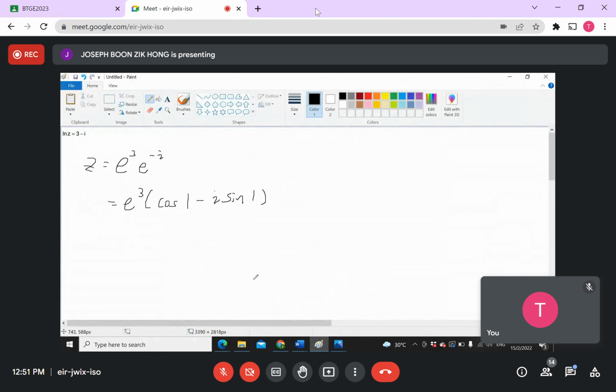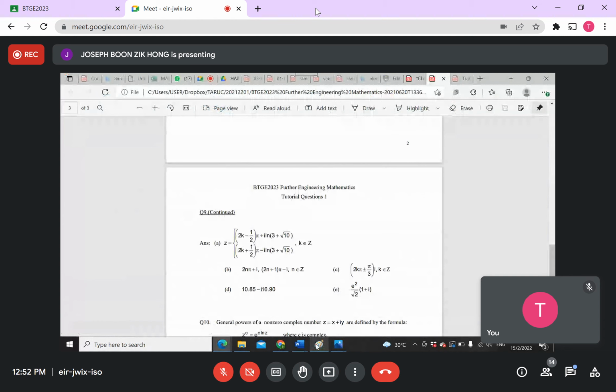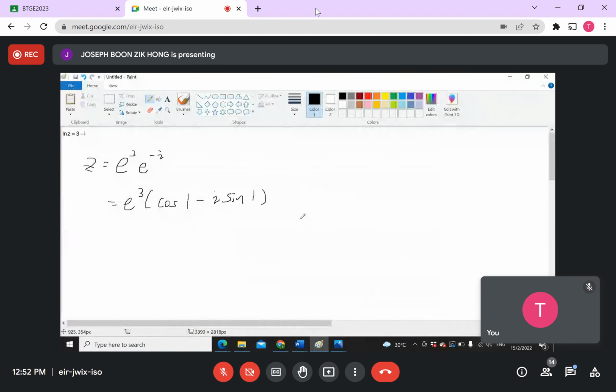Okay, this one is D, just very simple. So you will have e^3 cos 1, 10 point something, minus e^3 sin 1, 16 point something. So 10 point something minus I times 16 point something. So this one will be your answer. Just very simple. Have a look and proceed to the last questions.